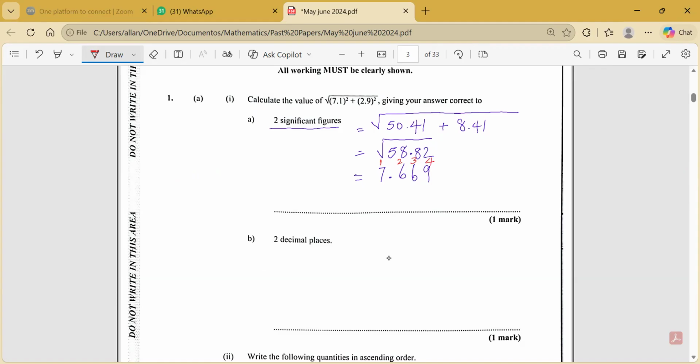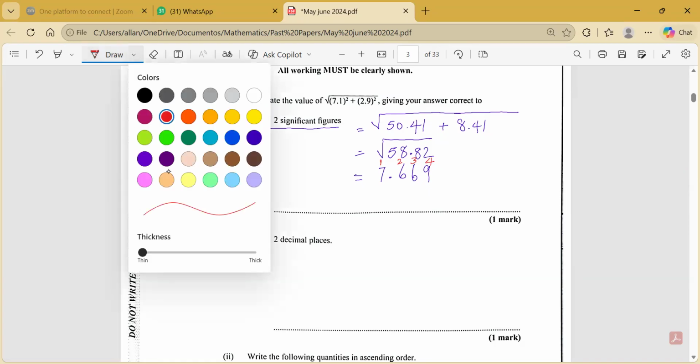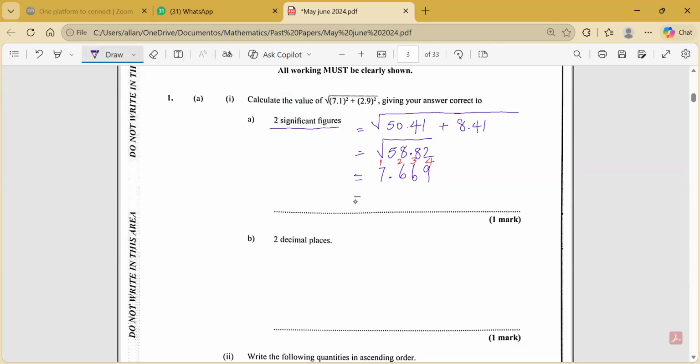Okay, people? Hello? So if you want the answer to two significant figures, tell me what to write, somebody. Open your mic, turn on your mic. 7.7. 7.7. Thank you. 7.7.